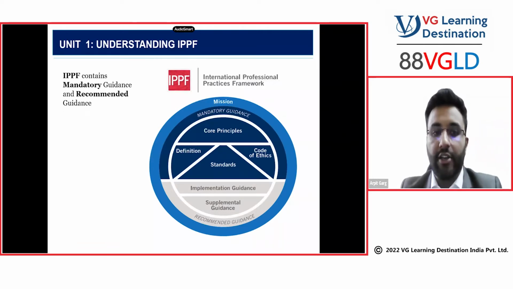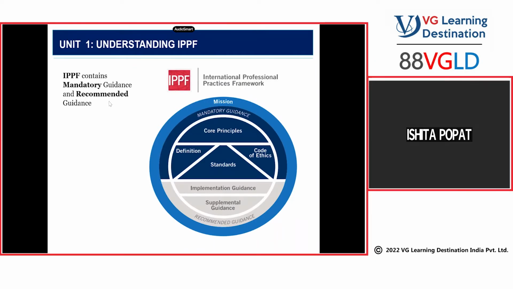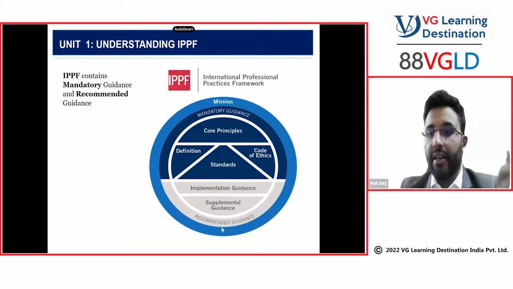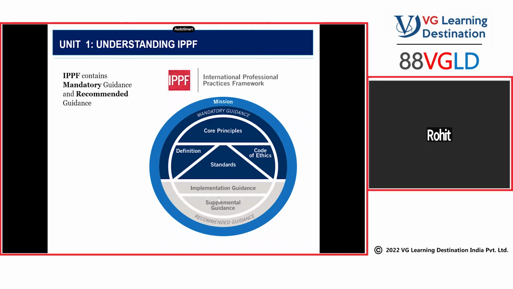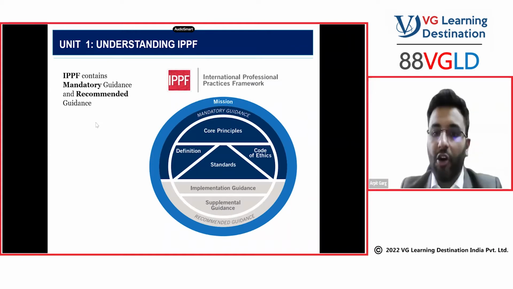Can you all read it together? IPPF has two important elements. What are those? It contains mandatory guidance and recommended guidance. Under mandatory guidance we have core principles, definition of internal auditing, standards, and code of ethics. And under the recommended guidance we have implementation guidance and supplemental guidance. All right, so let's now throw some more light on the standards.